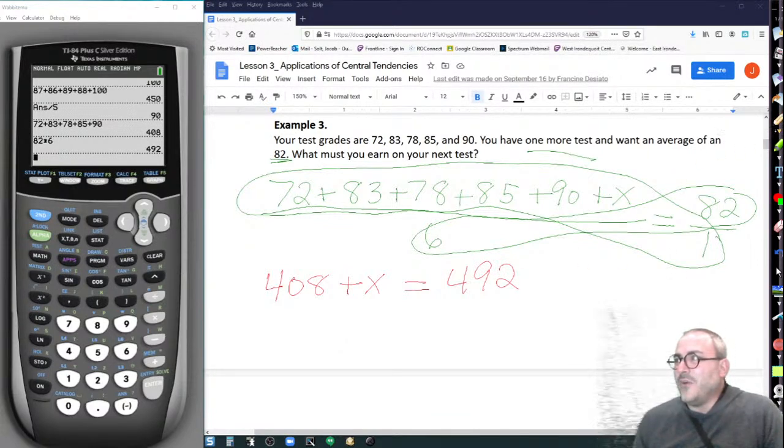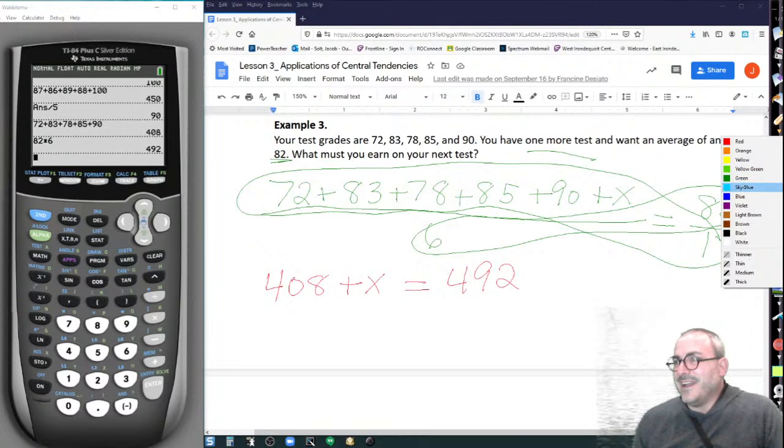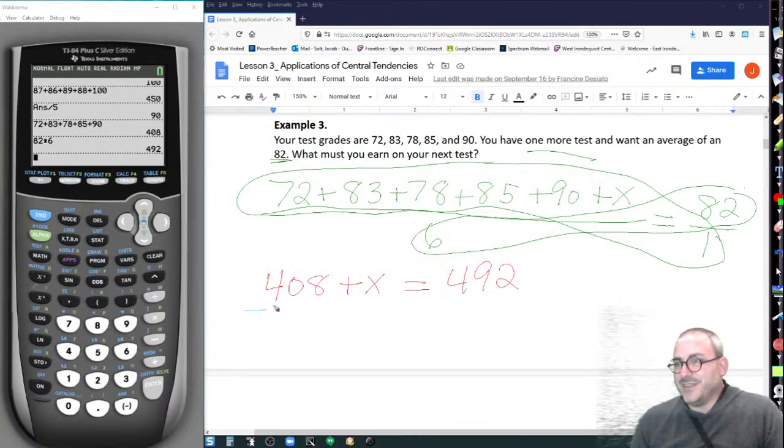By now, hopefully, you're seeing the pattern. I think for you, this is a piece of cake. You know I want to get that x by itself. You know I'm going to subtract 408 from this side and then 408 from this side, right? And then get rid of it over here. It cancels it all by itself. Now x is all by itself. I just need to figure out what 492 minus 408 is.